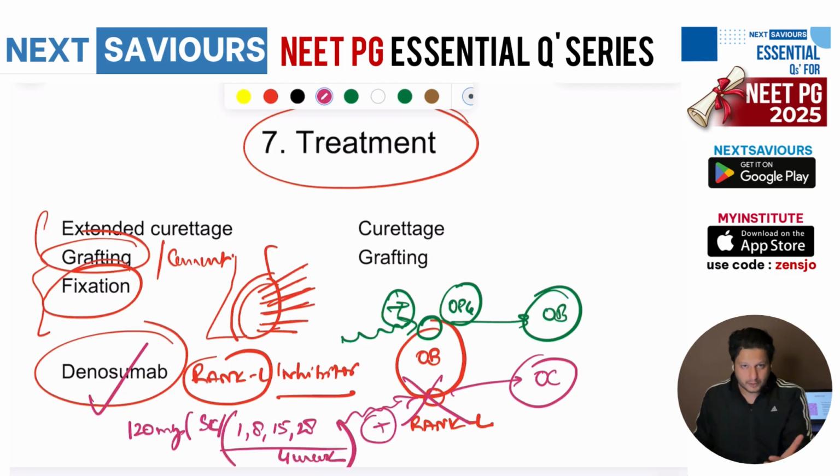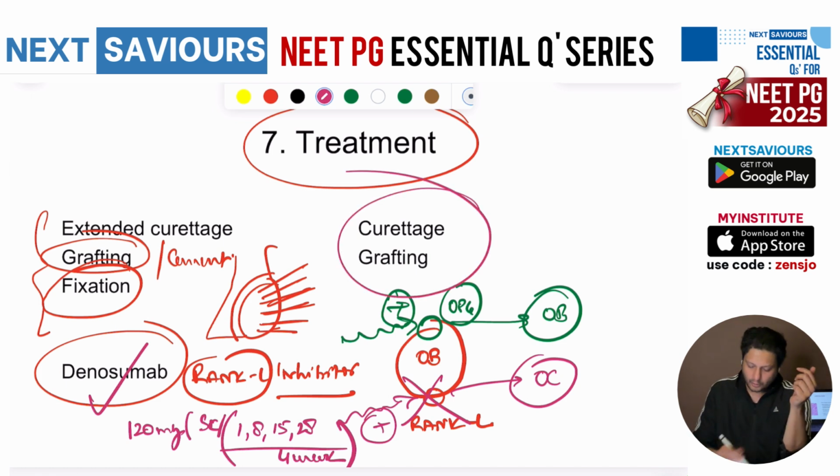Now, what is the function of denosumab? Can it cure the disease? No, it slows down the progression. Can it prevent recurrence, because GCT has a very high recurrence? No, it cannot prevent the recurrence, not 100%. It can just limit the progression of the disease. That is the function of denosumab as a chemotherapeutic agent used in giant cell tumors.